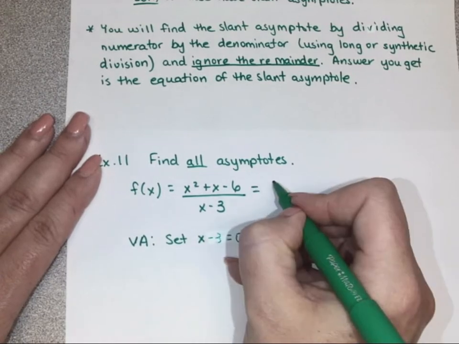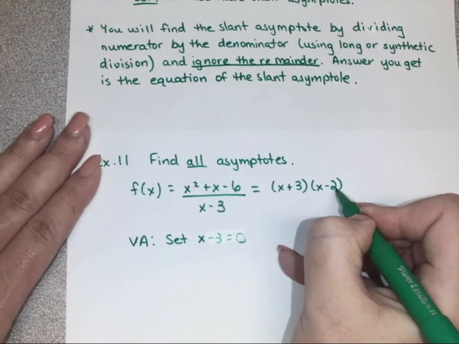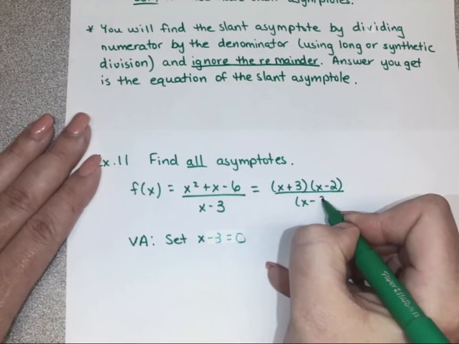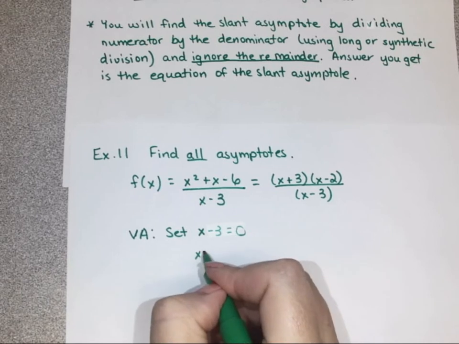By the way, you can simplify this if you'd like, but notice that it doesn't factor into anything that would simplify. So, I mean, it's worth writing down, right? We got x plus 3, x minus 2, but nothing cancels out. So we just set x minus 3 equal to 0, and we get x equals 3.